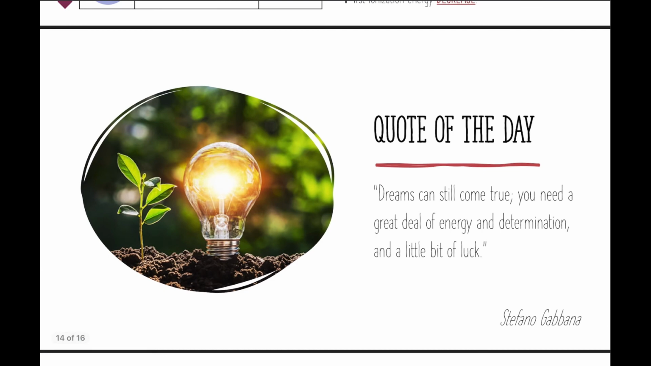Quote of the day: Dreams can still come true. You need a great deal of energy and determination, and a little bit of luck. Stefano Gabbana.